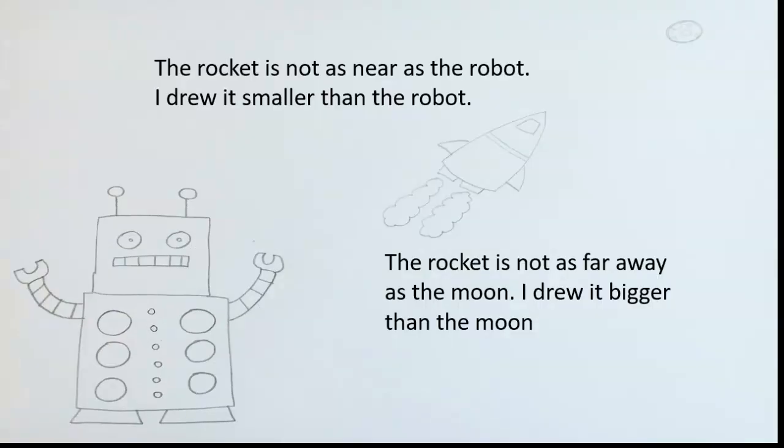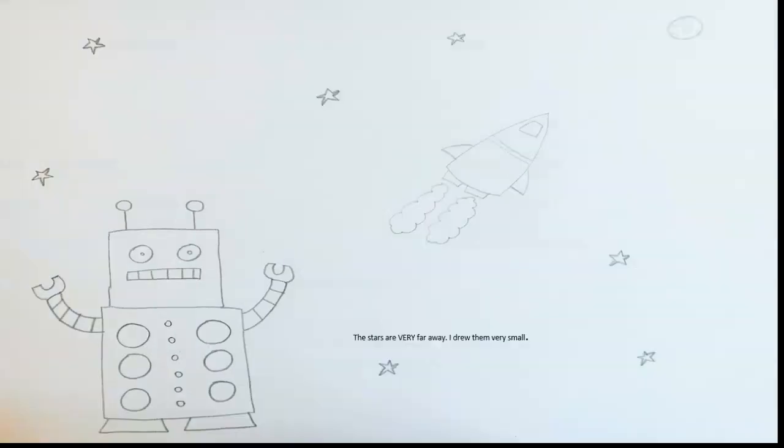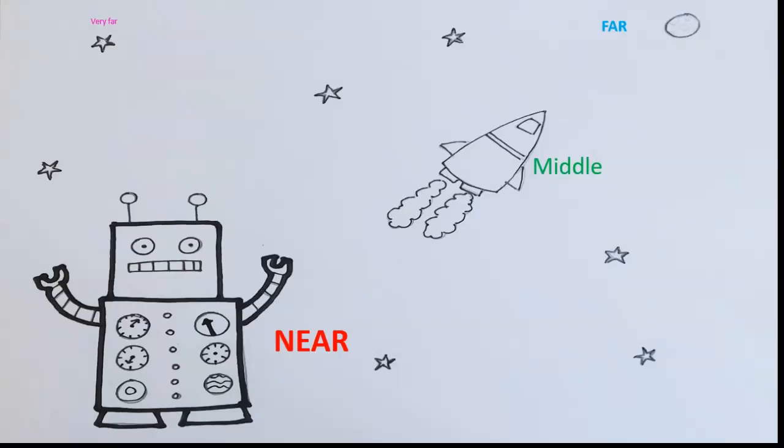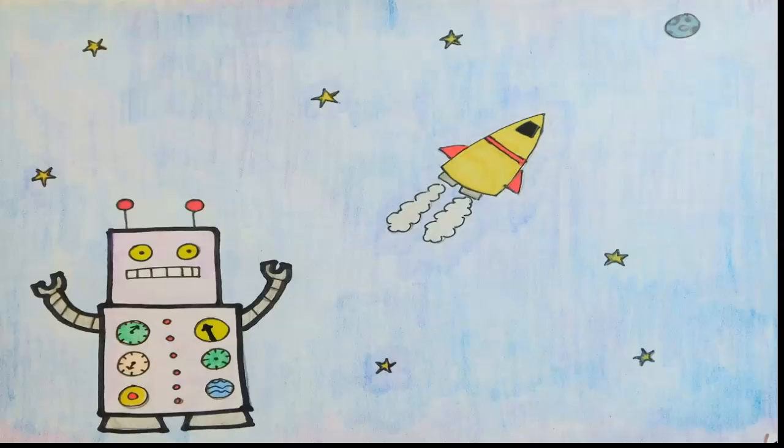Now, the rocket is not as close to us as the robot. It's a little farther away. But it's not as far away as the moon. So it's bigger than the moon and smaller than the robot. The stars are very far away. I drew the stars very small. You can see the robot is near, the rocket is in the middle, and the moon is far away. Now let's see what it looks like when it's all colored in. All right. What else could you put in outer space? Would you make it close or far away?